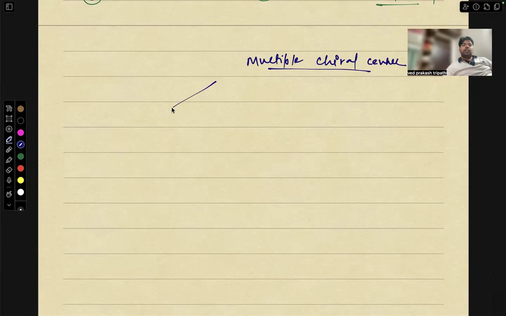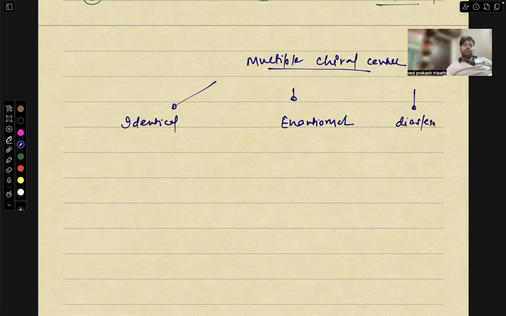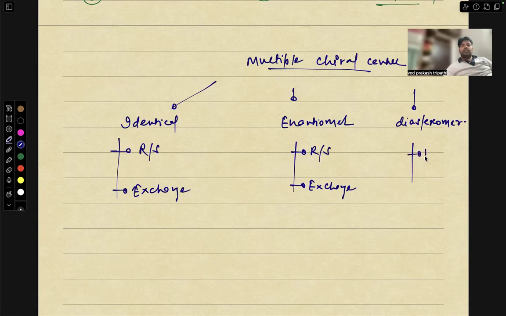So here we have three kinds of relationship. One is identical, second enantiomer, and third diastereomer. And again we have two methods. The first RS, second exchange, and here as well RS and exchange.